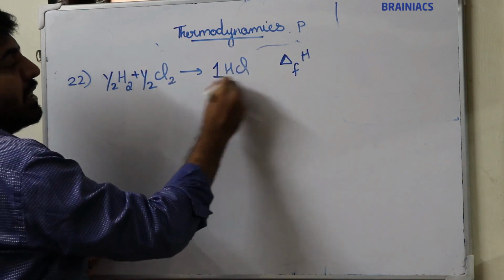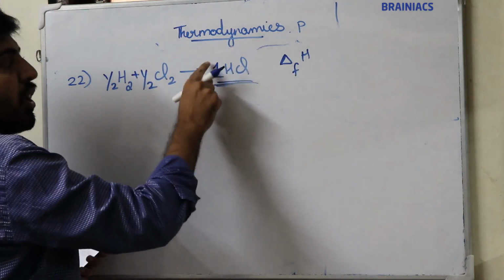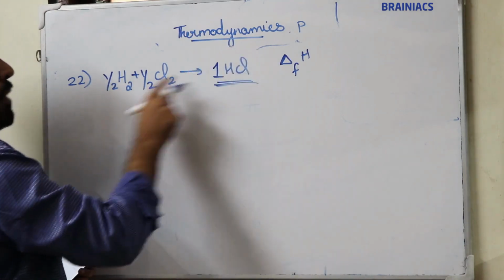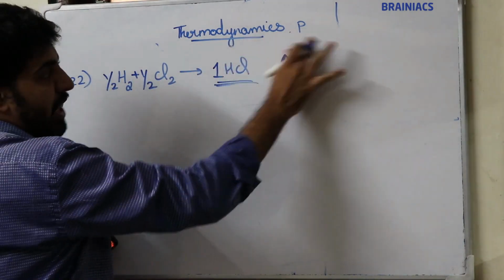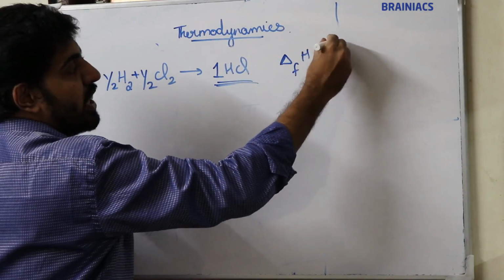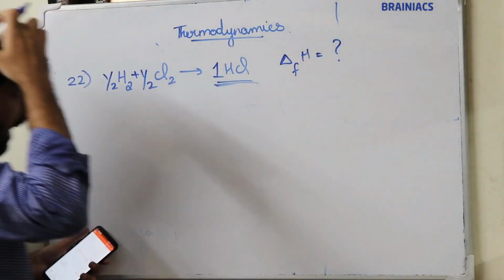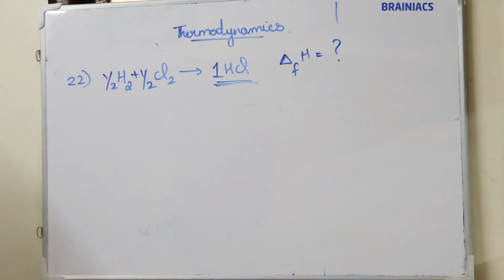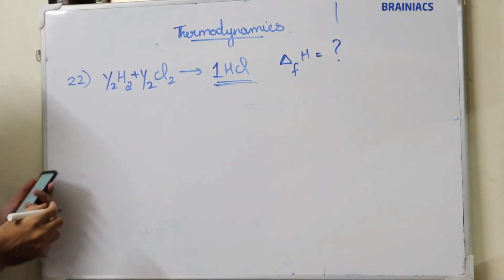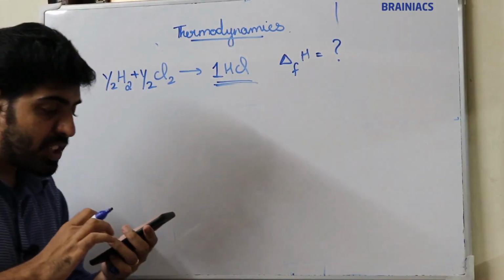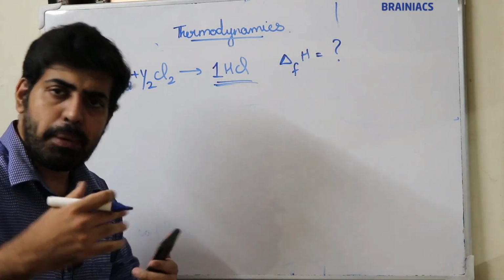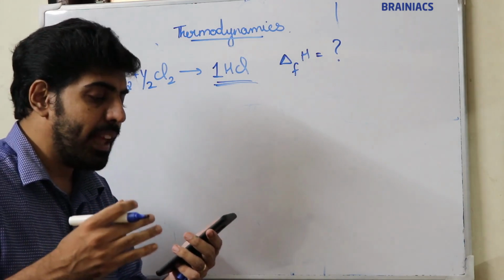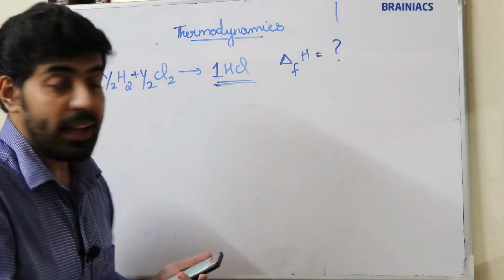Now this reaction is a formation reaction. 1 mole of compound is formed from its constituent element. This reaction is formation reaction, and enthalpy change of this reaction is enthalpy of formation. So we have to calculate enthalpy of formation of this reaction. Now here bond enthalpies of H2, Cl2, HCl are given. Bond dissociation enthalpy means it's bond enthalpy.